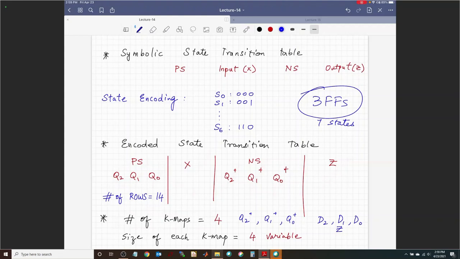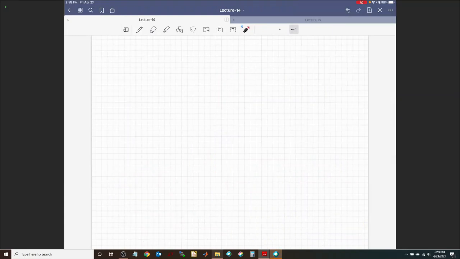So what determines the size of each K-map? Well, the number of inputs to the K-map. It's going to be Q2, Q1, Q0, and X. So you're essentially writing logic expressions for D2, D1, D0, Z in terms of Q2, Q1, Q0, X. What would be the last step? After you get those expressions, what would be the last step in this process?